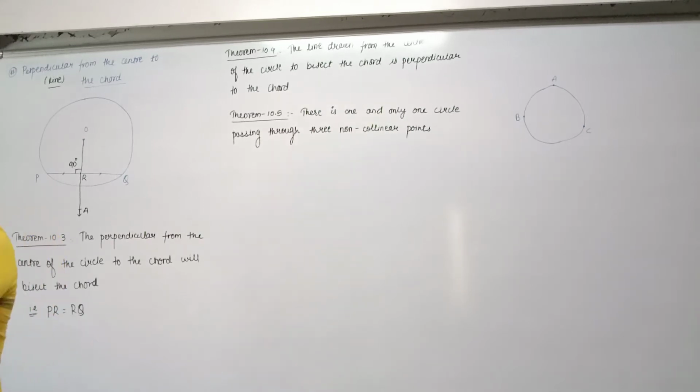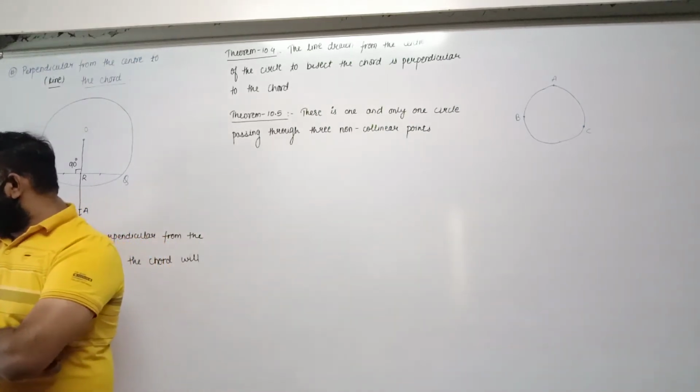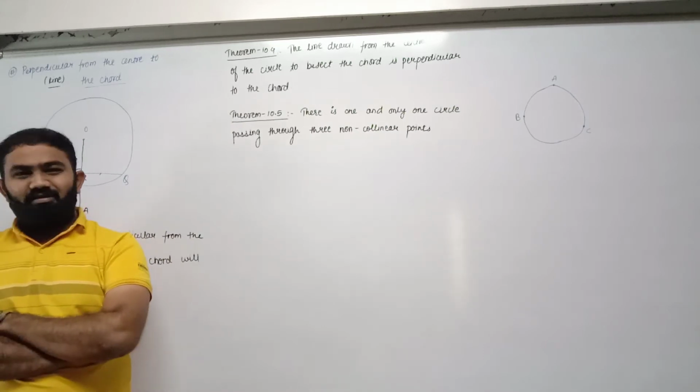Now you decide what I am saying. You are giving me an option. Sir, you decide what I am saying. So what will be the answer? Yes or no? Is there any other circle passing through this A, B and C here?